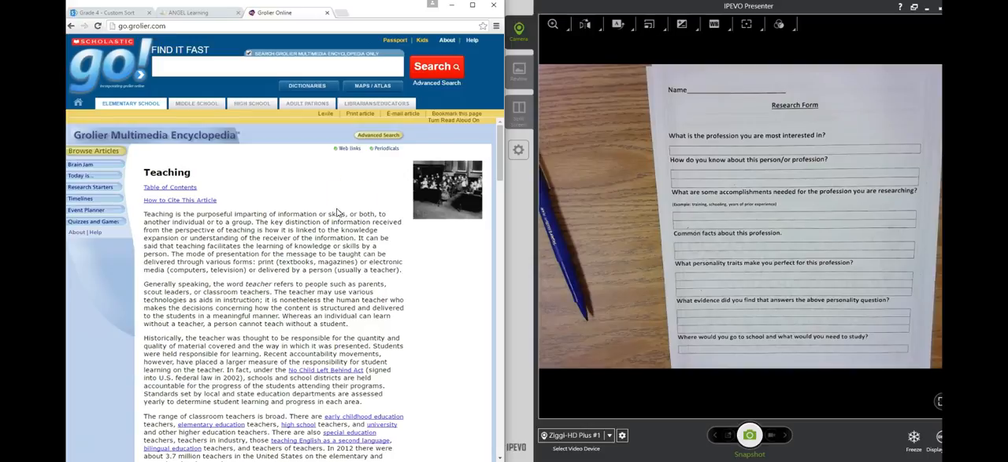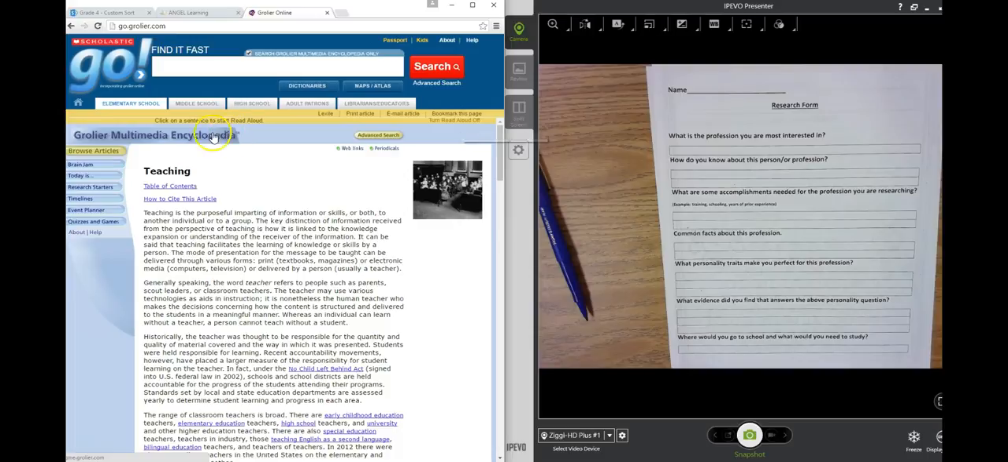Okay, now if I want to have this read to me, I can click right here, turn read aloud on. So I click on this. And then it says click on a sentence to start read aloud.